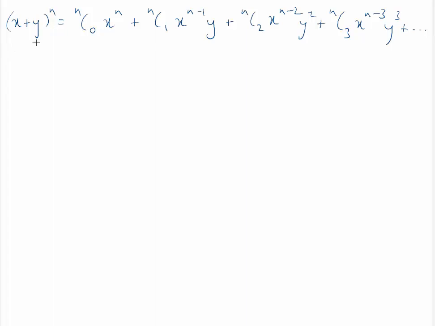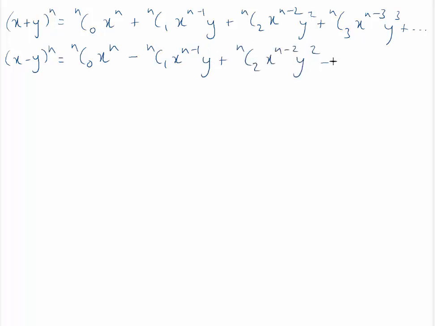Now, if this is the expansion of x plus y whole to the power n, then the expansion of x minus y whole to the power n would be nc0 x to the power n. Now the second term would be negative. So this would be minus nc1 x to the power n minus 1 y plus nc2 x to the power n minus 2 y square, and then the fourth term would be negative, so it would be minus nc3 x to the power n minus 3 y cube plus dot dot dot.